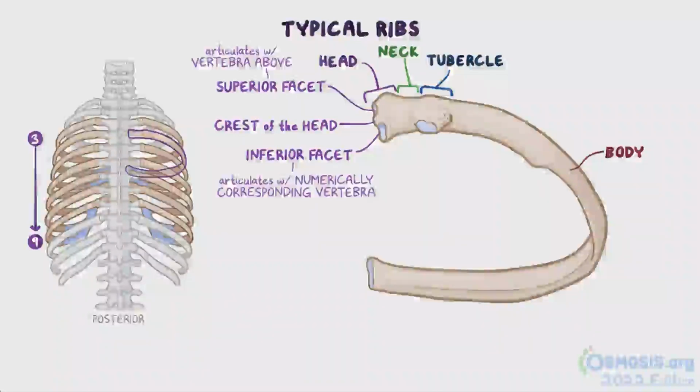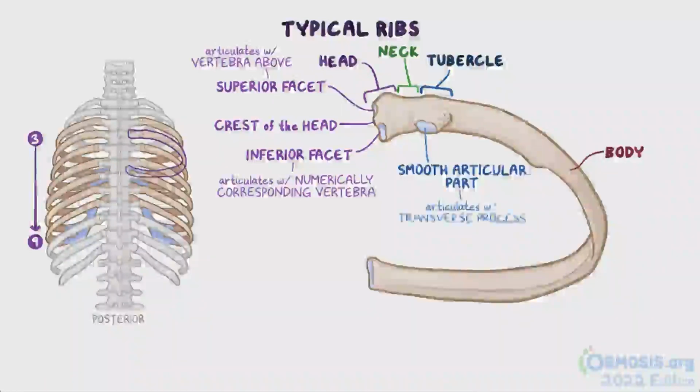The neck connects the head with the body at the level of the tubercle. The tubercle, located at the junction of the neck and body, has a smooth articular part that connects with the corresponding transverse process of the vertebra and a rough non-articular part where the costotransverse ligament attaches.